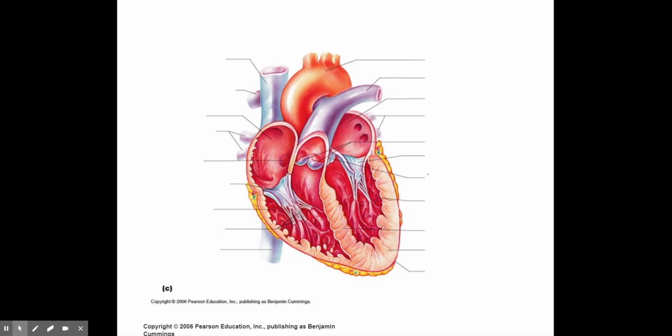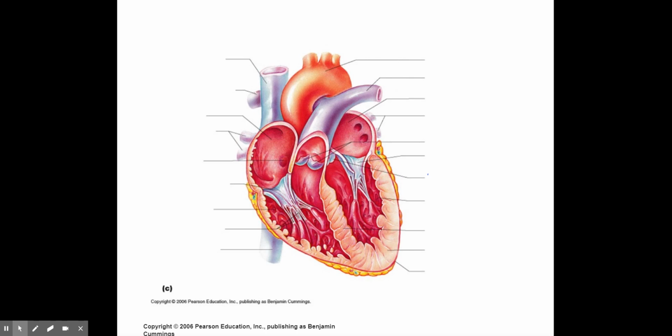All right. And then this next valve is another one of our semilunar valves. So this separates the aorta from the left ventricle. So this is our aortic semilunar valve. Okay. Next one in line here is actually pointing to the chamber in the bottom of the heart. Again, I know it's kind of hard to tell, but this would be our left ventricle.